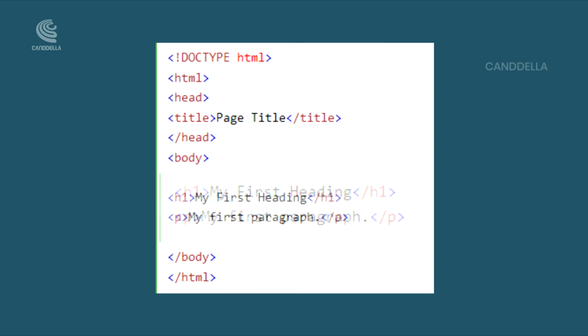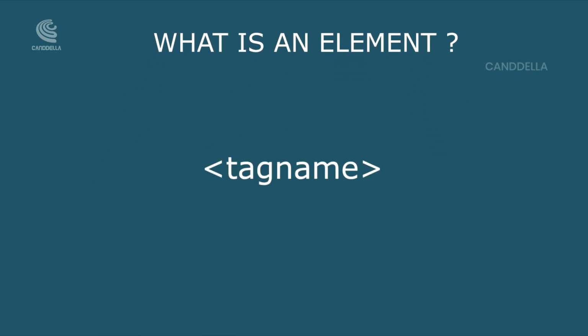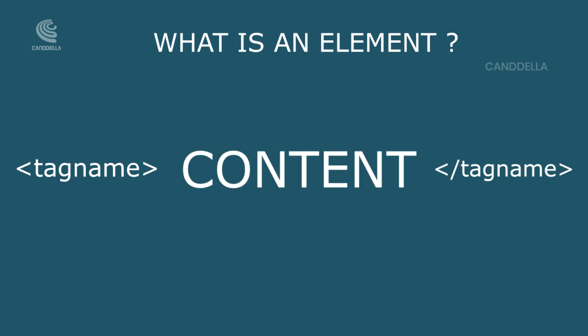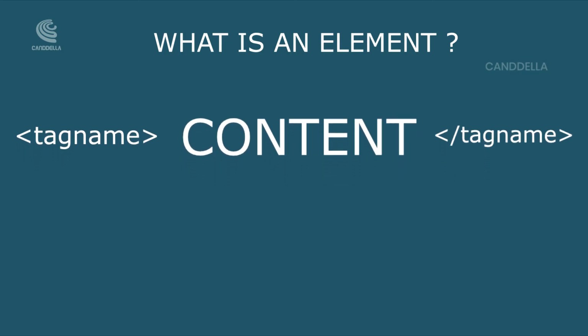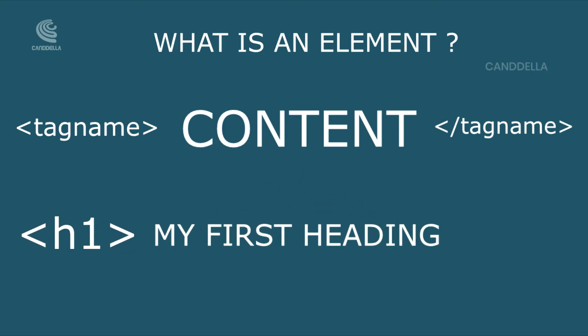So we discussed elements. So what is an element in HTML? An element is defined by a start tag, then it will contain some data, followed by an end tag. Similar to the h1 tag we have. We have a start tag for h1. Following that we have the content, which is my first heading. After that we have a closing tag for h1. So this is what an HTML element looks like.